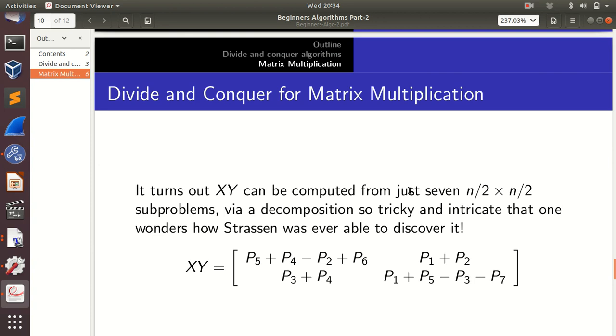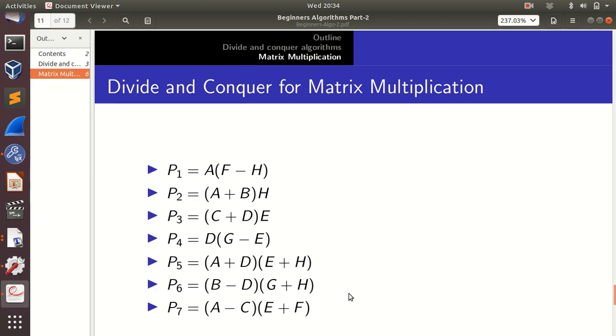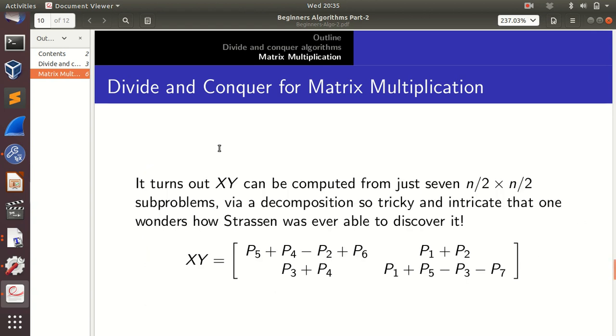Strassen came up with a very unique and tricky decomposition, and many wonder how he came up with such a decomposition. So what he did, he came up with these 7 terms. You can see each of the matrices is n by 2 cross n by 2. So this is a smaller version of the original problem, and the same goes for the 7 products. So we are only calculating 7 products, not 8. And using these 7 products, he managed to calculate XY in this fashion.